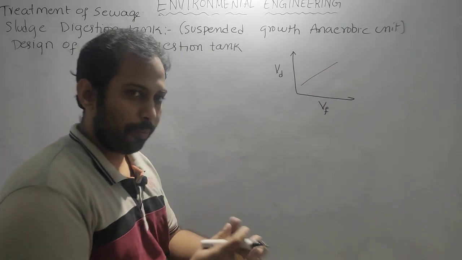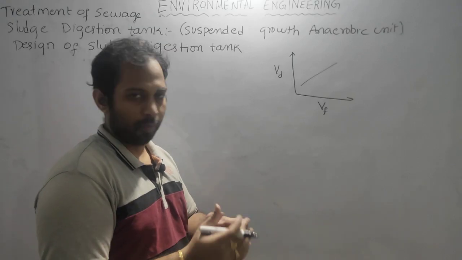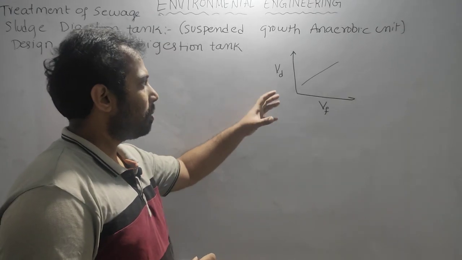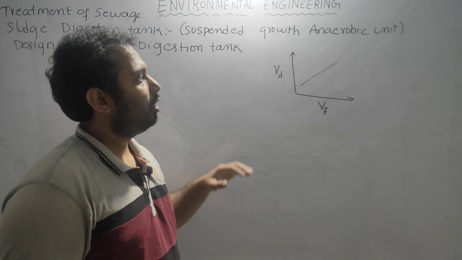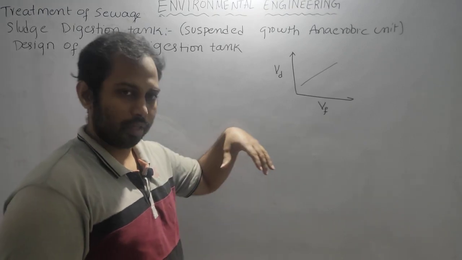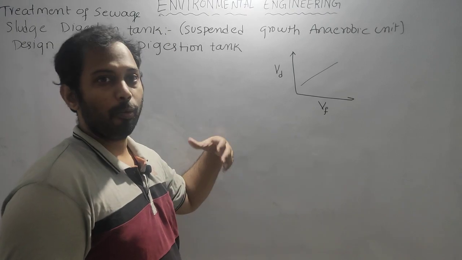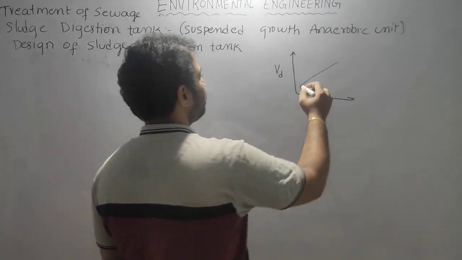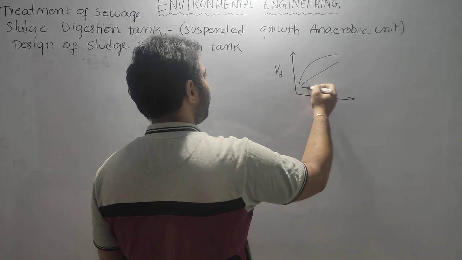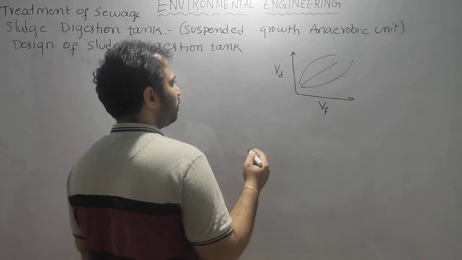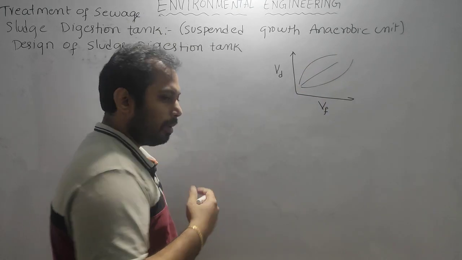Linear means what? They should be proportional. So this may be one variation. Here sometimes what happens? The fresh sludge may be coming less, but the digested sludge may be moving more. So this kind of graph, or it may be like this also. So similarly different kinds of graphs may be coming.